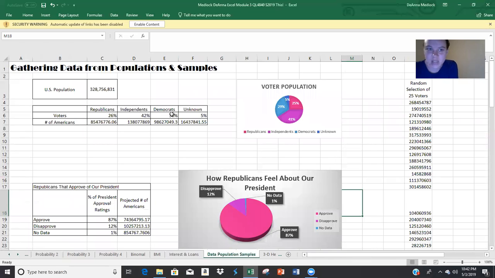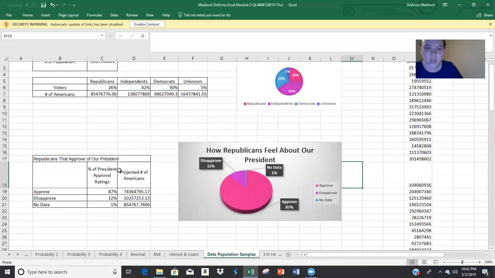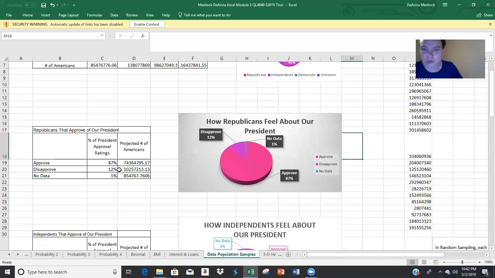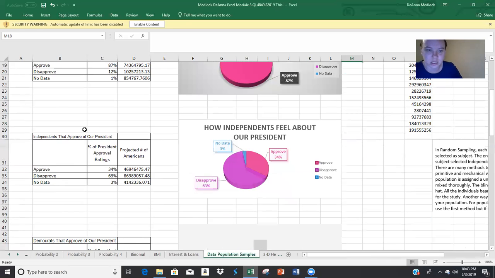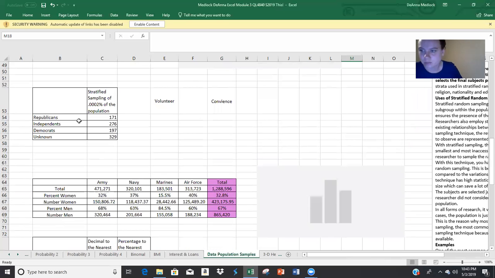Next, we did gathering data and samples. We were discussing the number of Americans divided up into the different demographics: Republicans, independents, Democrats, unknown. And we were showing how each one of these feels about our president, whether they approved, disapproved, or were neither. We showed the Republicans, the independents, the Democrats, others.